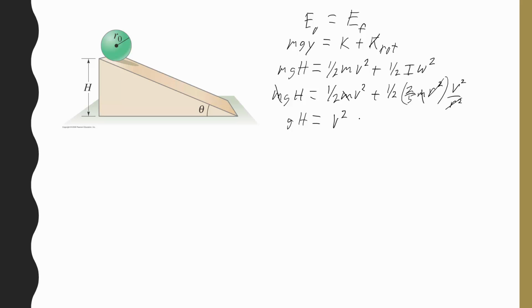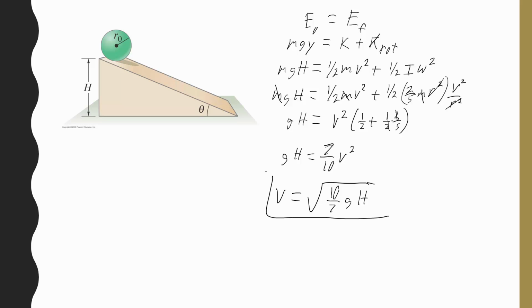So that's going to be v squared times 1/2 plus 1/2 times 2/5. So we've got 1/2 plus 1/5. So that is what, 5/10 plus 2/10. So that's 7/10. Ugly 7. 7/10 v squared equals gh, and that works out to be the square root of 10/7 gh, which is what we had before. Probably a little bit easier this way, doing it with energy.